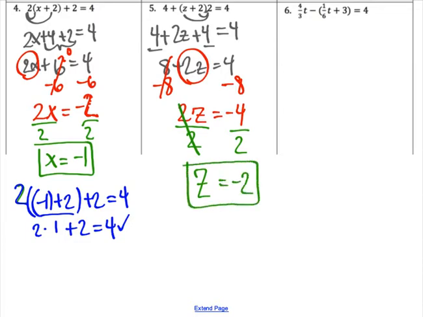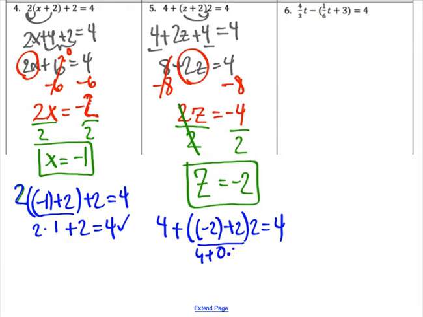And then we will check the solution. Copy down the original problem. 4 plus z plus 2 times 2 equals 4. Okay, negative 2 plus 2 is 0. So this is 4 plus 0 times 2 equals 4. 4 plus 0 is 4. That is true. Okay, next example.